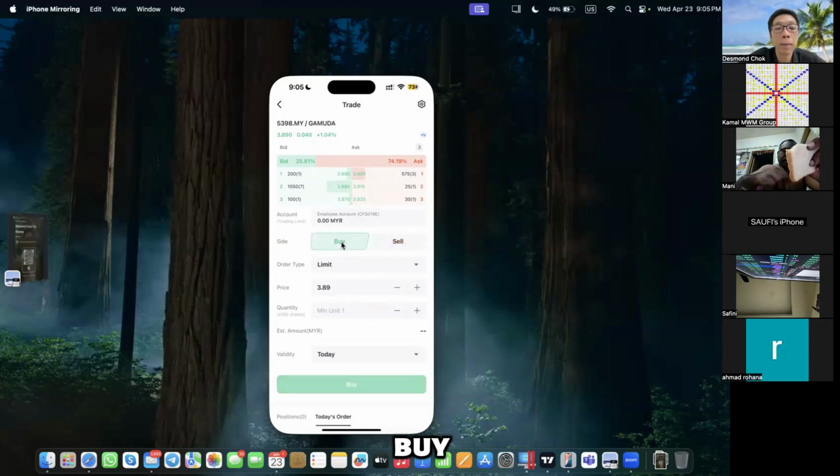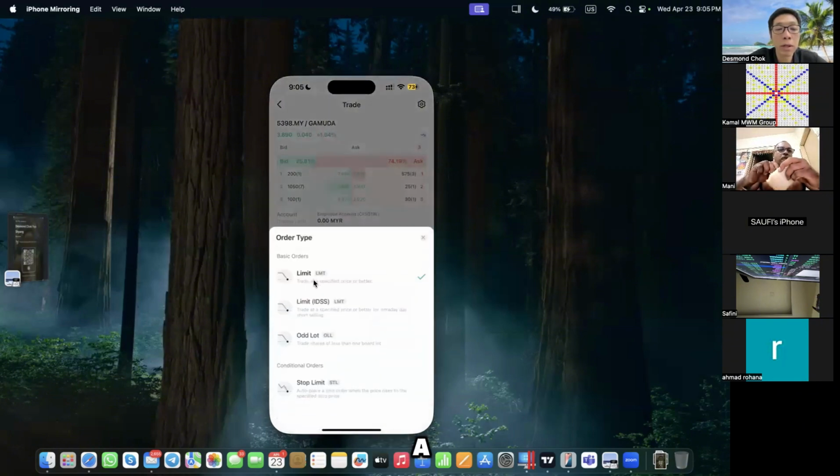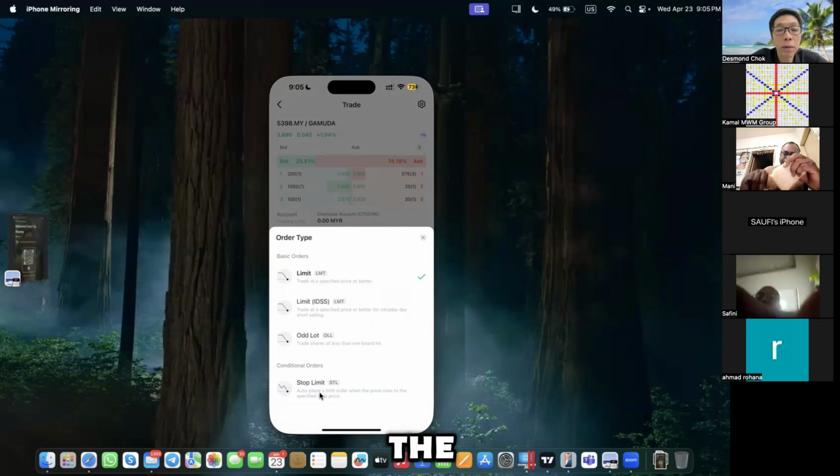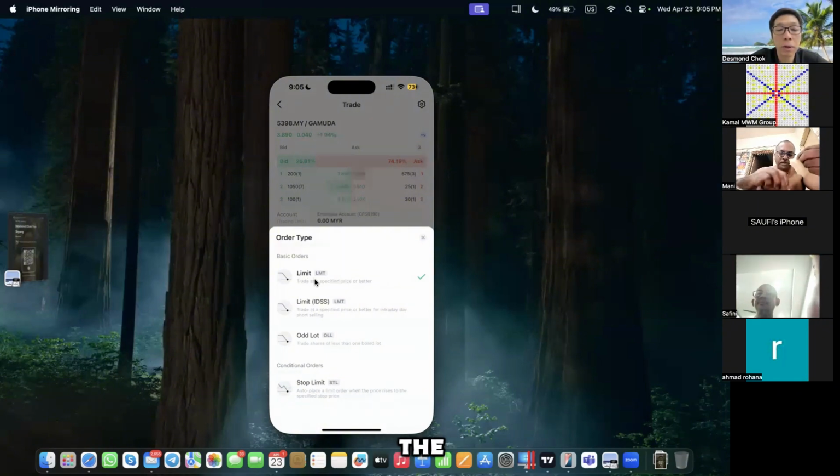So let's say I want to buy. If buy, the order type has a few types. You can see there's limit, IDSS, board lot, and stop limit. Normally, we use limit. This one, buy limit, is okay. Let's say you want to buy at a certain price. If the price never reaches that level, it won't execute the order for you.